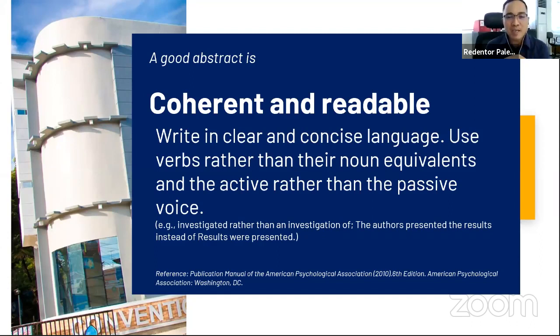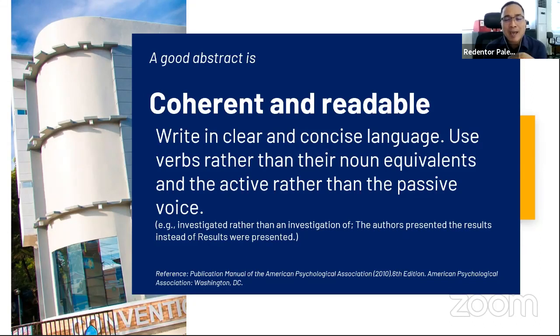So what does it mean when we say coherent and readable? We say write in clear and concise language. When we say concise, it would mean that you are going to write briefly but comprehensively. The shortest way, but it has the total package as it is. So use active verbs rather than their noun equivalents, and the active rather than the passive voice. Let us have a little discussion on the active voice and the passive voice of the verb.